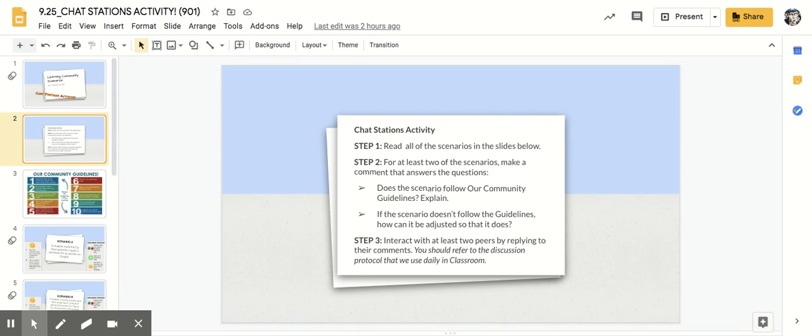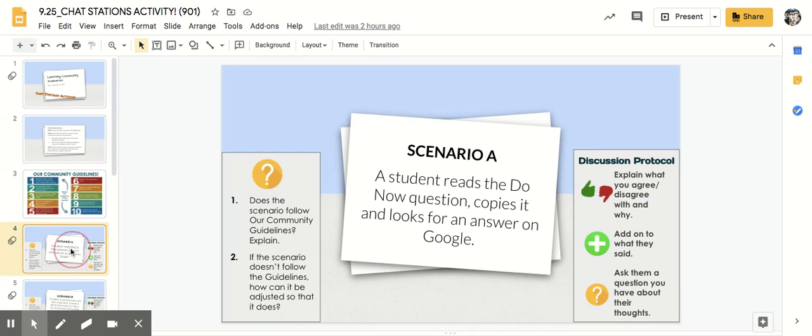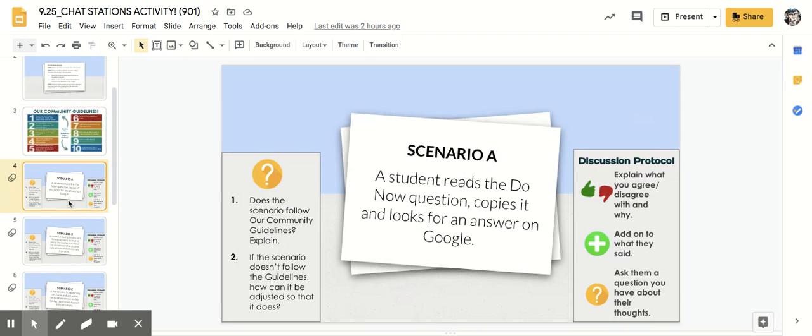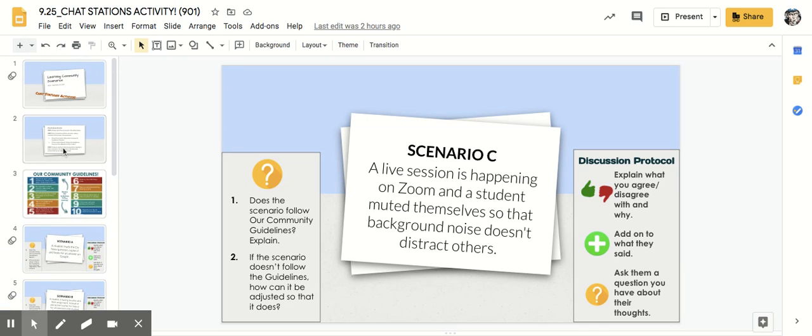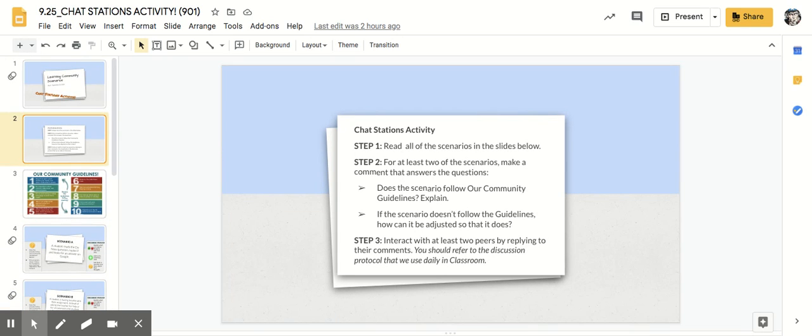So step one is asking you to read all of the scenarios in the slides below. That's the very first thing you should do before commenting, is read through all of the scenarios. Okay, I'm not going to do that, but you'll do that at your own pace. You have plenty of time to read through them, so make sure you find enough time to not only read the scenarios, but also to comment and respond to your peers.